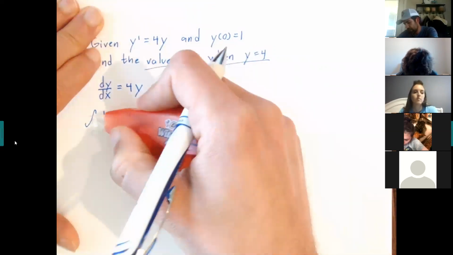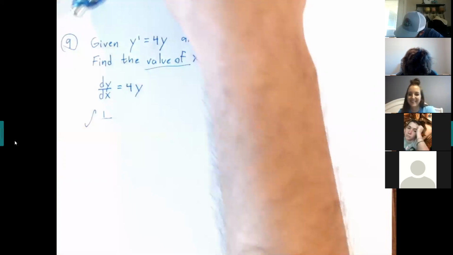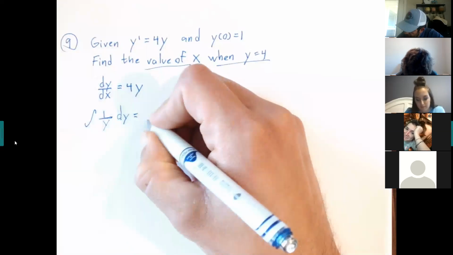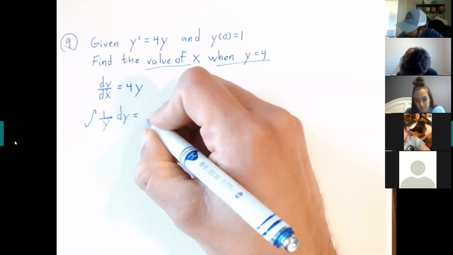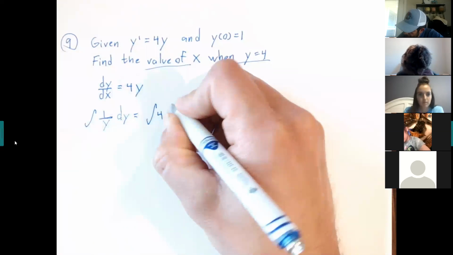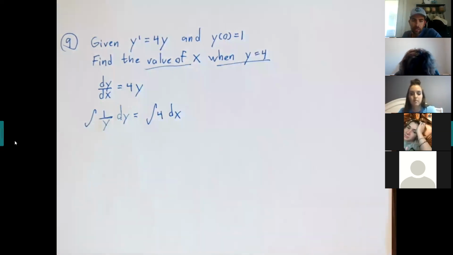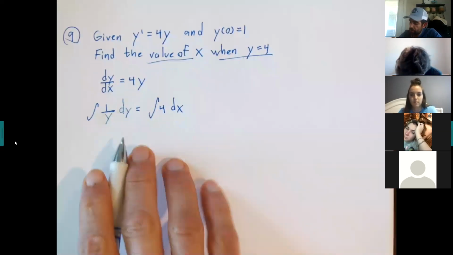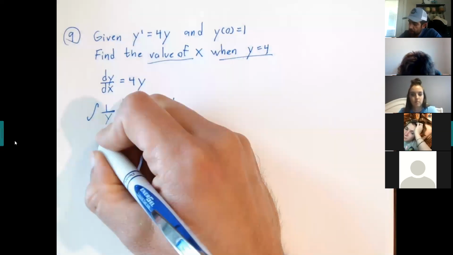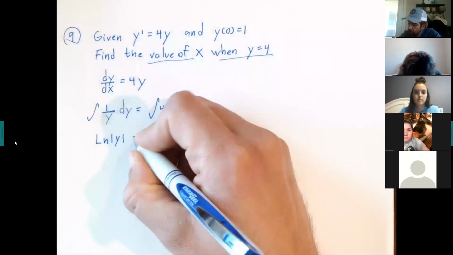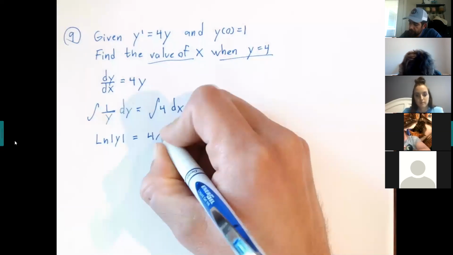This is where I need Evelyn to call me a liar. All right, so we have this. Yes, and then we have 4 dx. Okay, now if you divided this by 4, it's fine. I just saw ahead of time that I'm going to have to move that 4 either way. All right, so hopefully you guys know the antiderivative of 1 over y dy is the natural log of the absolute value of y. All right, and that's going to be equal to 4x plus c.